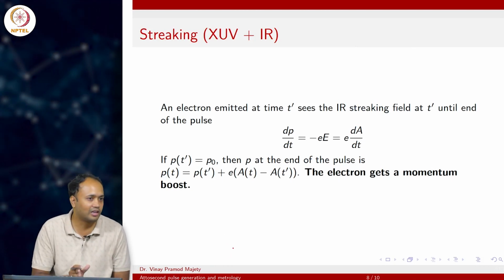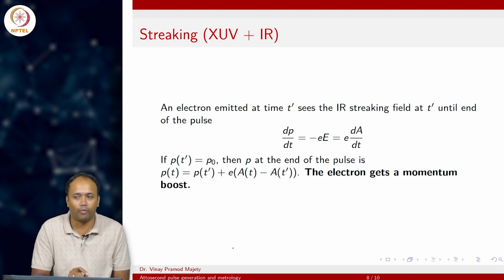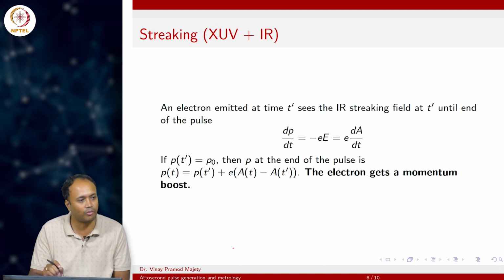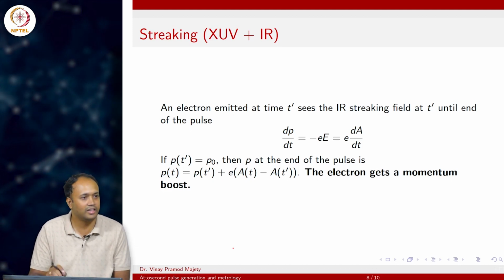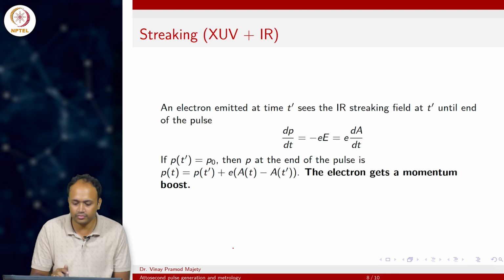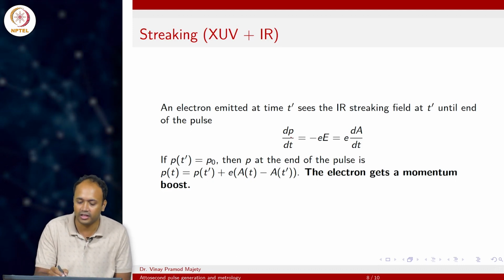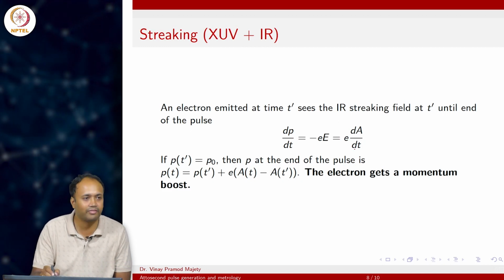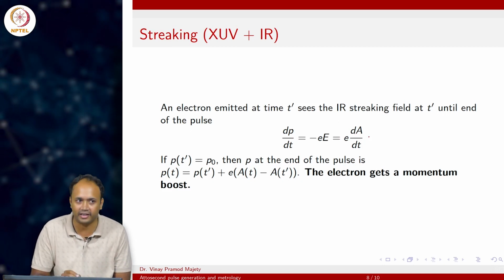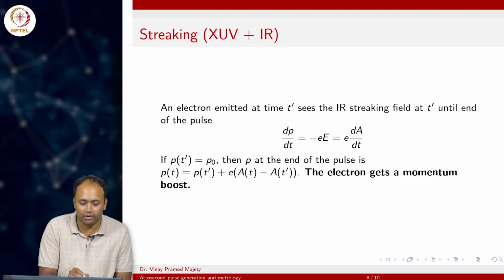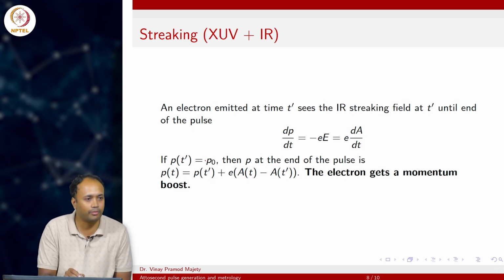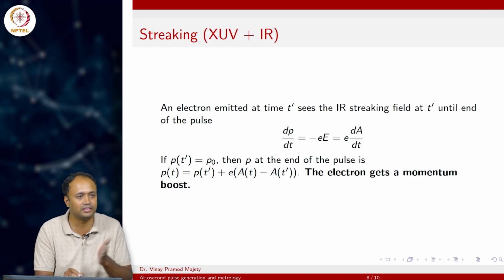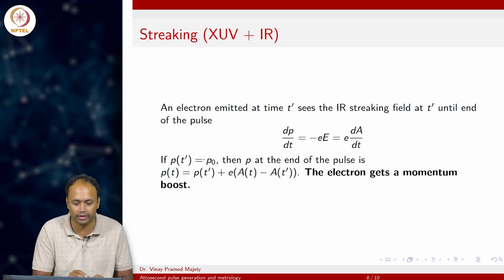It's like our classical model that we have done. Once the photoelectron gets ionized, you look at what is the energy or what is the modification to the momentum in the presence of an infrared laser pulse. So you set up your Newton's equation, dp by dt, the change in the momentum, is minus eE, and electric field is related to the vector potential by dA by dt. So if the electron at certain time t prime gets emitted with some photoelectron energy p naught, which is the photon energy minus ionization potential, that's your p naught.